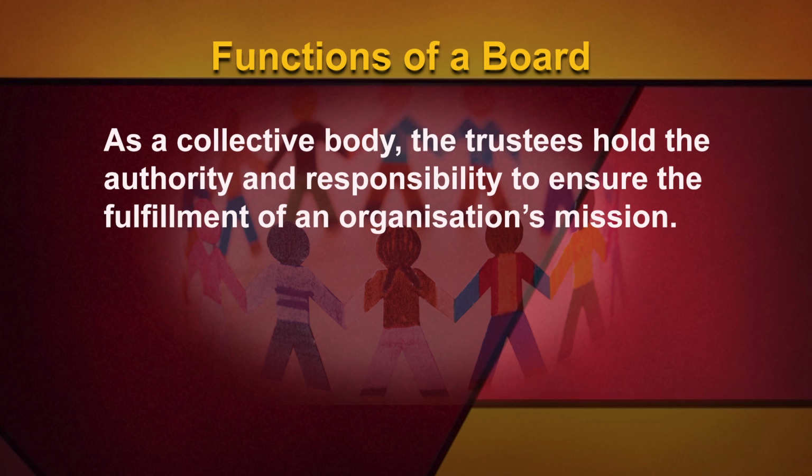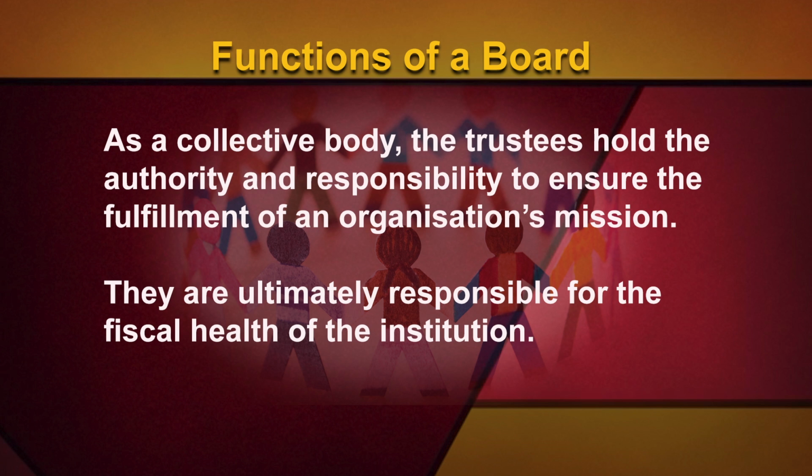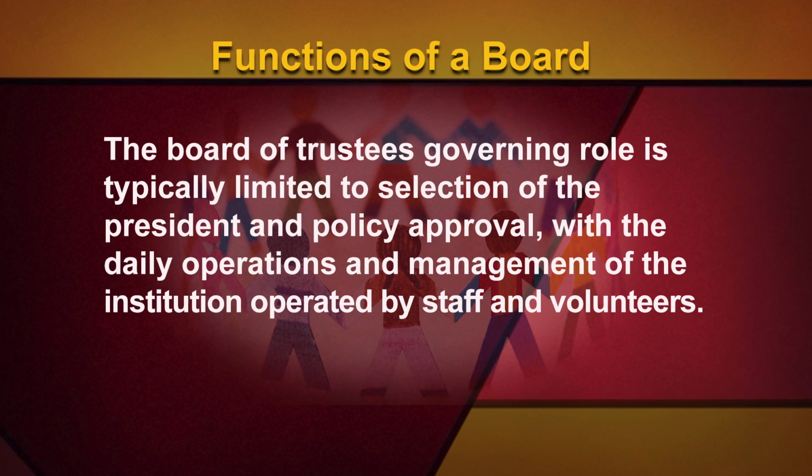As a collective body, the trustees hold the authority and responsibility to ensure the fulfillment of an organization's mission. They are ultimately responsible for the fiscal health of the institution. The Board of Trustees' governing role is typically limited to selection of the president and policy approval, with the daily operations and management of the institution operated by staff and volunteers.